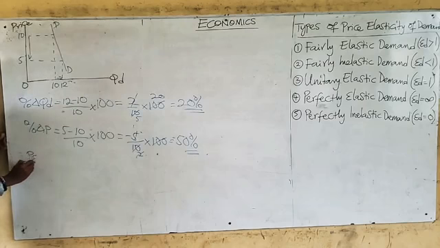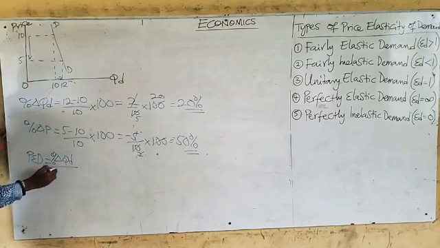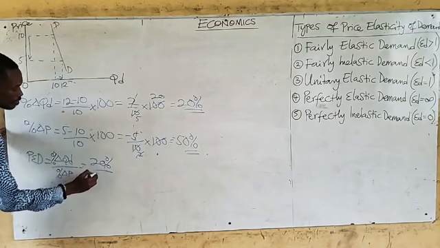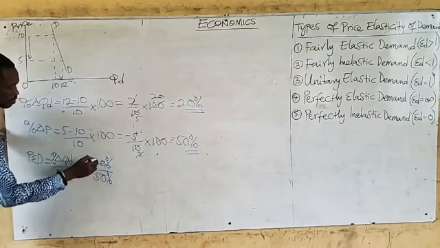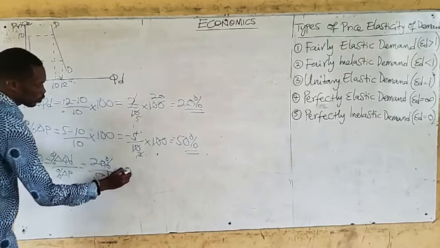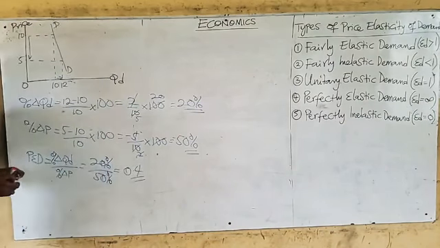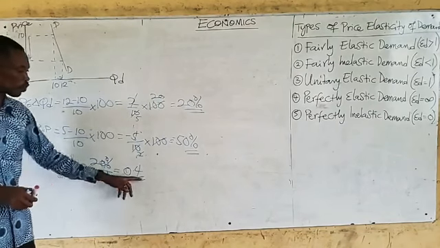So price elasticity of demand, in the case of this one, will be equal to the percentage change in quantity demanded over percentage change in the price. In this case, we have 20% divided by 50%. Cancel out. It will give us 0.4, right? 0.4. It will be minus, but I say ignore the minus sign. So 0.4 is the answer.